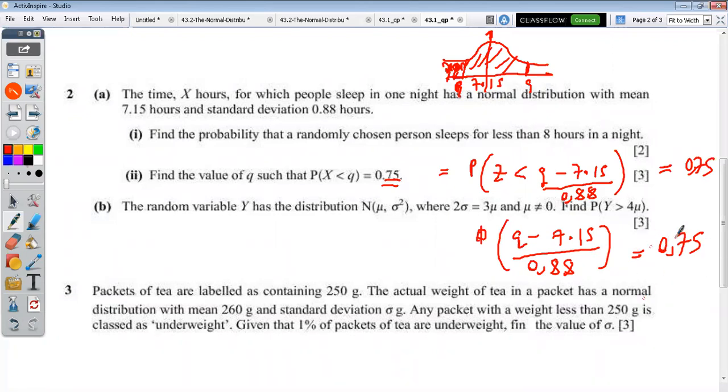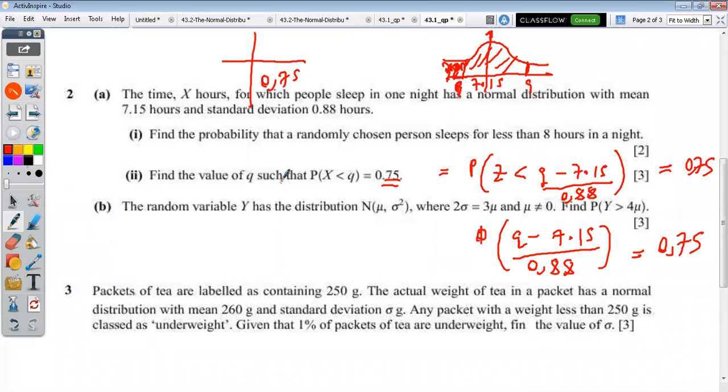We are given the percentage. So now we have to do the opposite of what we've been doing, because this has been done for us. We need to look for 0.75 here. Are we together there? So sorry to bring you back, but I'm a bit confused about the graph that you did, like the x's.